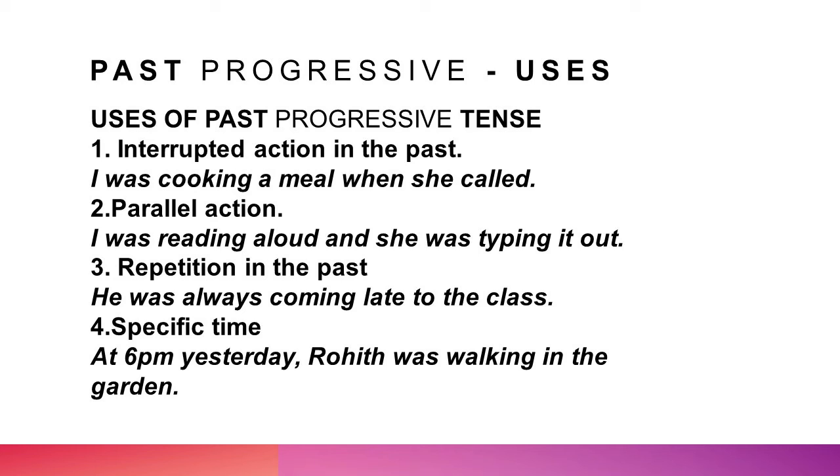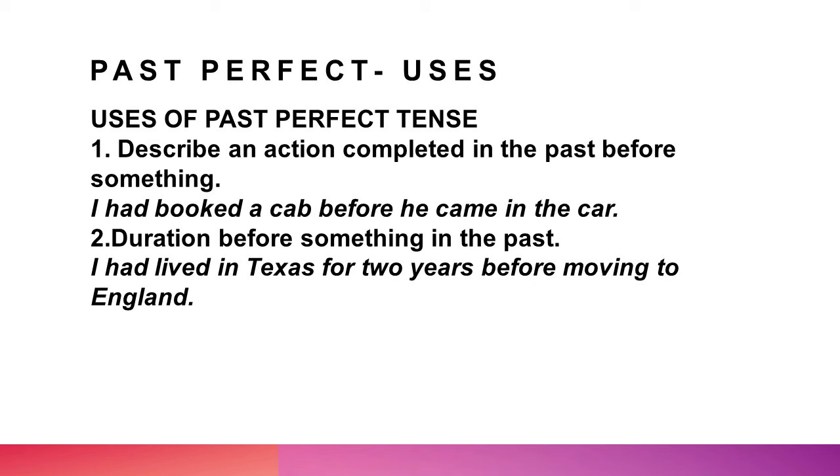A specific time in the past: at 6 p.m. yesterday, Rohit was walking in the garden. Again, when you use the progressive tense, whether it is future, present or past, one of the major uses is to denote a specific time.